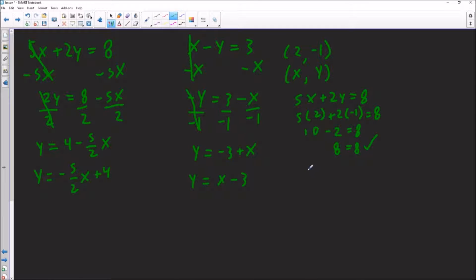So what about the next one? We have x minus y is equal to 3. So I'm going to sub in these values. I'm going to say 2 minus, sorry, negative 1, is equal to 3. So I'd have, because it's minusing a negative, 2 plus 1 is equal to 3, or 3 is equal to 3. So that also checks out. So this is a point where both of these lines cross, because it is a point on both of these lines. So that's an important check that we need to do.